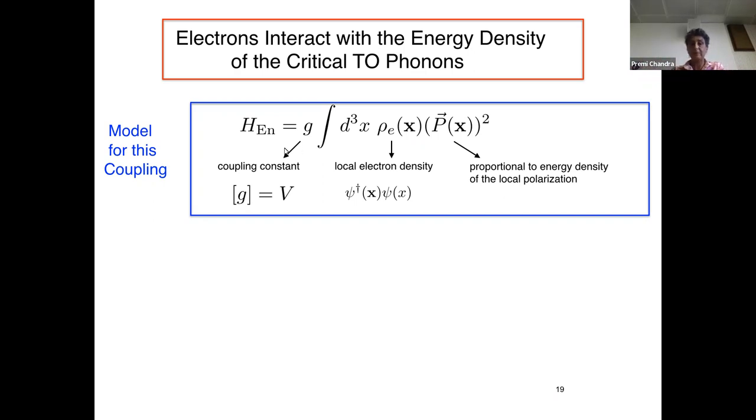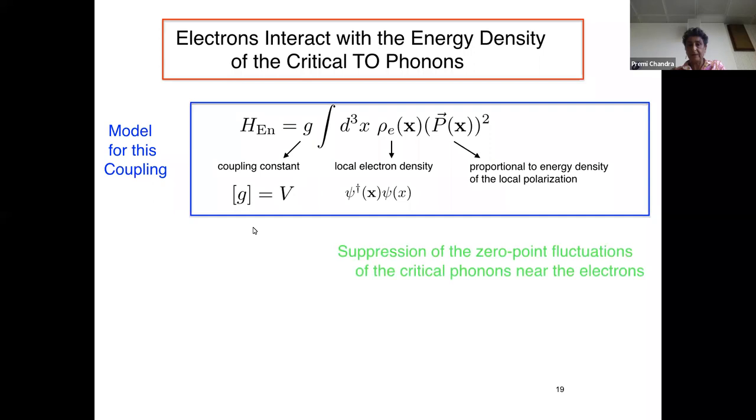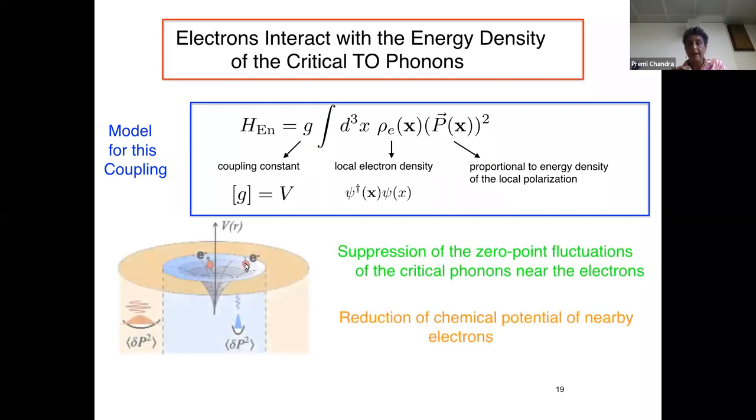Okay, but what's the model for this coupling? This is the model for the coupling. Let's just look at this a minute. What are we learning? Well, if we put a charge at a site, that's going to suppress the zero-point fluctuations. Why is that? Because when we put the charge, the ions are going to be attracted to it, and it's going to change the local spring constant. So the zero-point fluctuations are going to be suppressed.